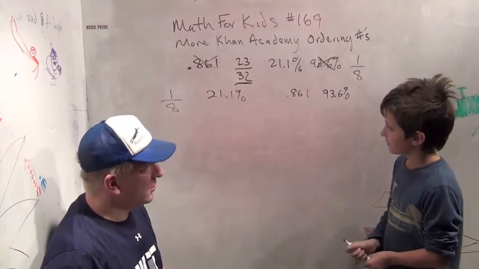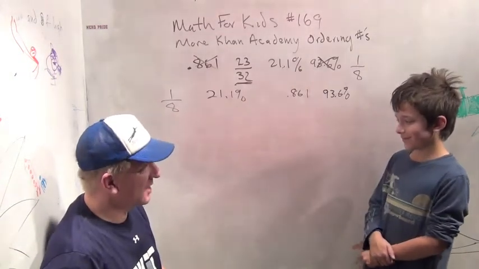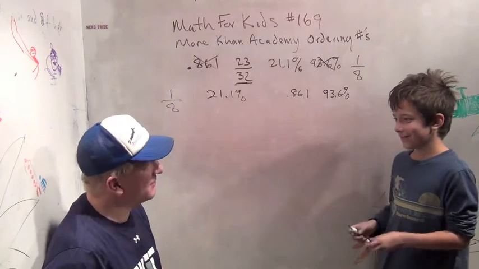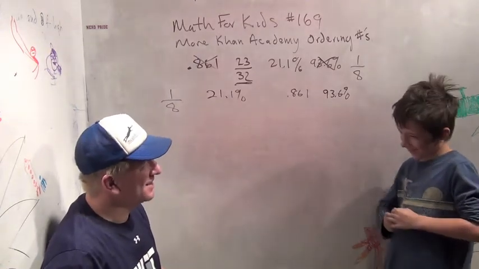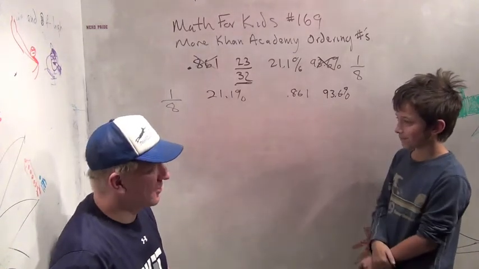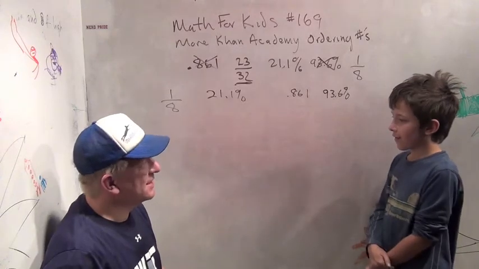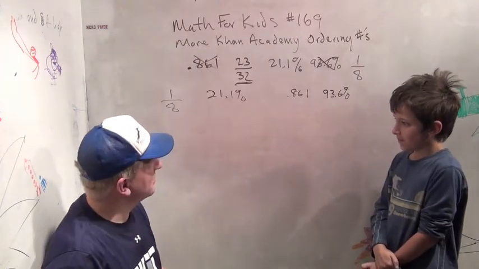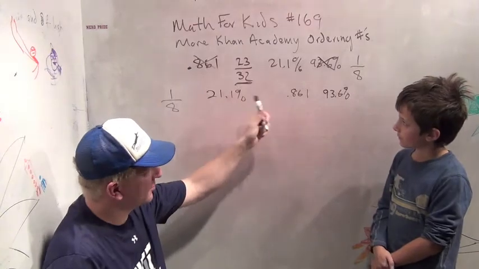1/4 is 0.25. Notice that there's actually a coin that we call a quarter. How many cents is it? It's 25 cents. 3/4 is 75 cents. So 3/4 as a decimal is 0.75.